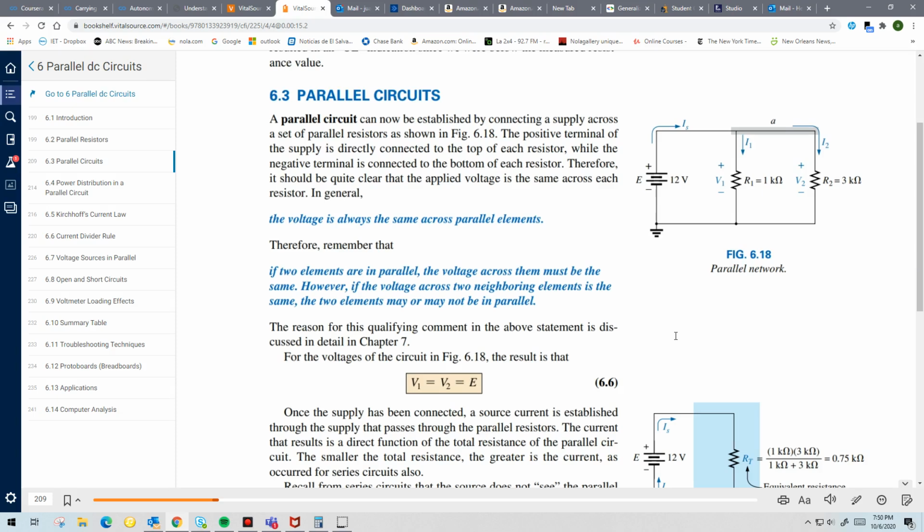Now, just like we said in the series case, you have to be careful, because if two elements are in parallel, the voltage across them is going to be the same. However, if the voltage across two neighboring elements is the same, it doesn't necessarily mean they're in parallel. Just keep that rule in mind. If you already know they're in parallel, then you can assume the voltages are the same. But if the voltages are the same, you cannot assume immediately that they are in parallel. They might be, but they may not be. Just like in the series connected case with current that we mentioned before.